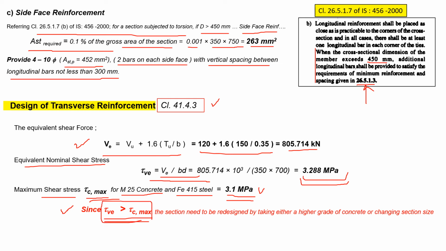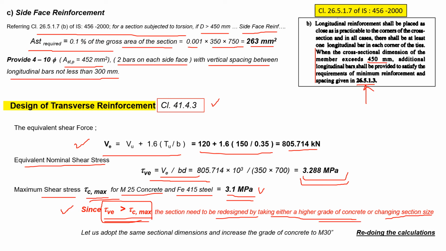So the section needs to be redesigned, because tau V is exceeding the maximum limit of the shear stress carrying capacity of the section. So now how can we redesign? Either we can take a higher grade of concrete or we can change the section size. Since the section size is already given, and if it cannot be changed, then we have only one option, that means we need to increase the grade of concrete.